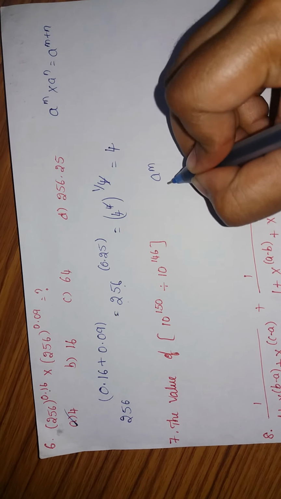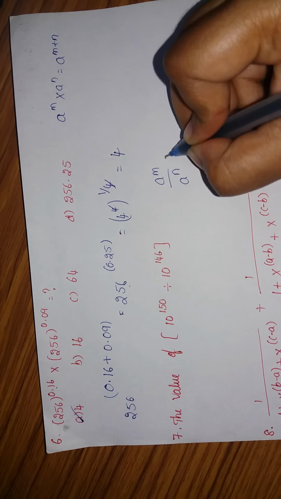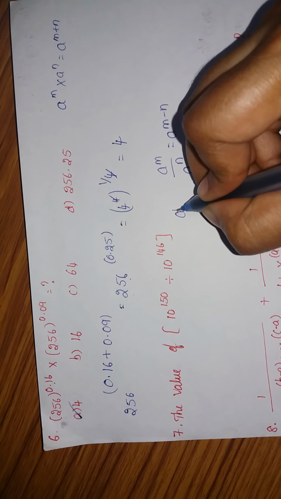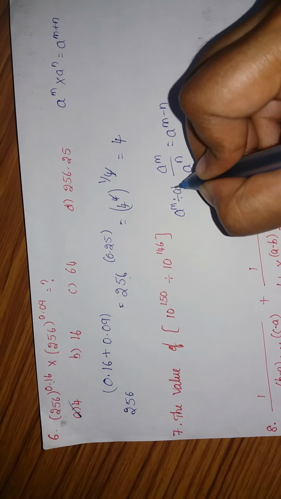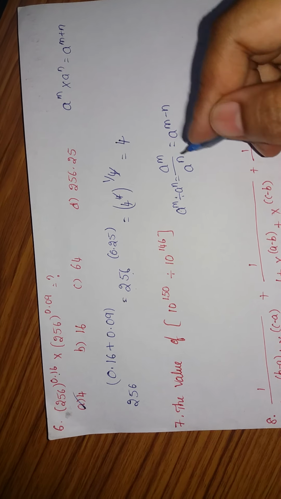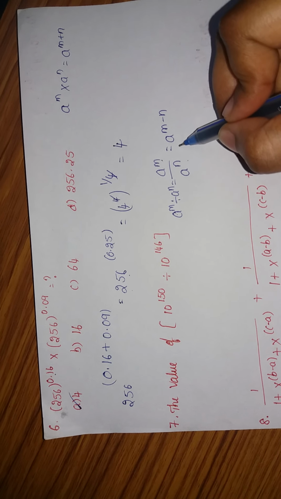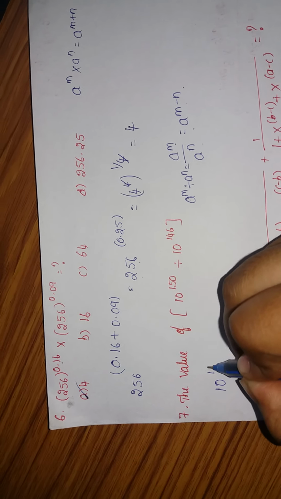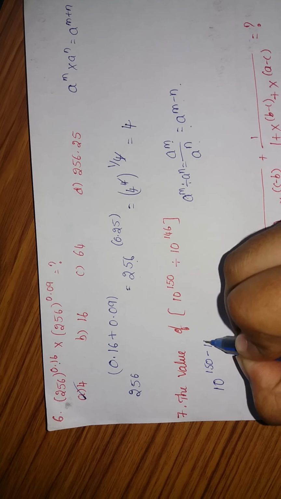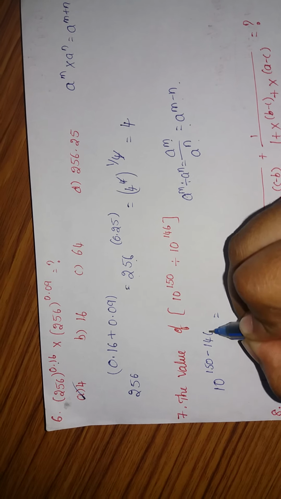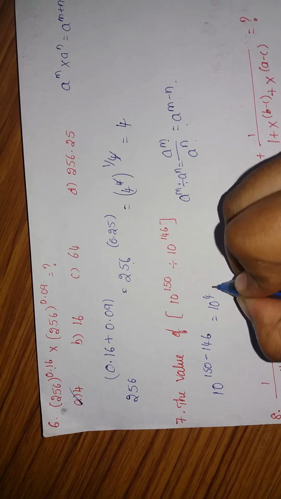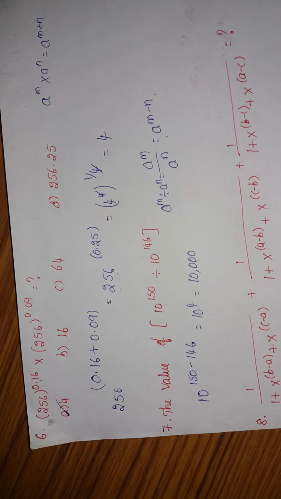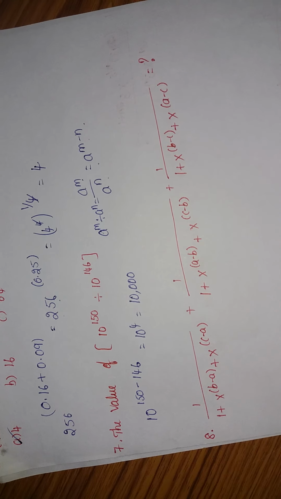The value of 10 power 150 divided by 10 power 146. A power m by a power n means a power of m minus n. In this question, it is simply given as a power m divided by a power n. That should be written as a power m by n, and it is equals to a power m minus n. So 10 power of 150 minus 146, that is equals to 10 power of 4, that is 10,000. That is the answer for this question. Next question.